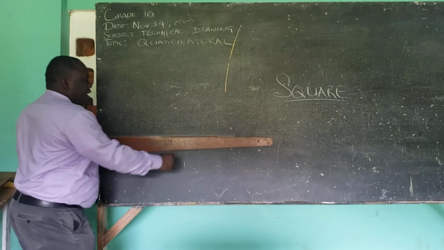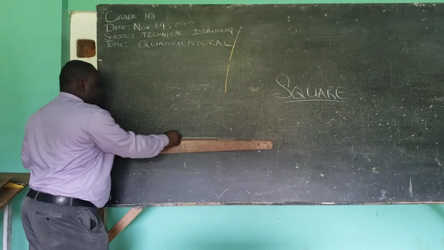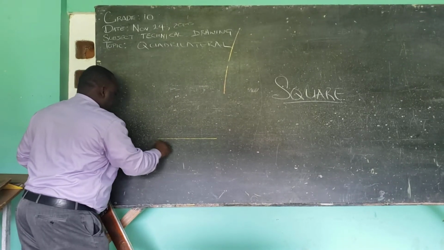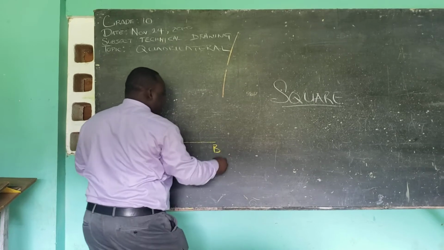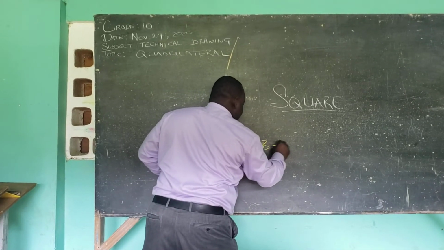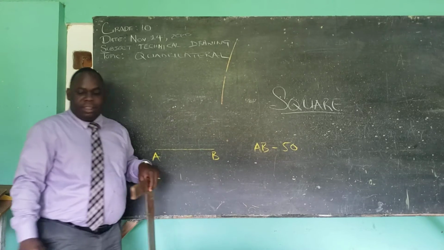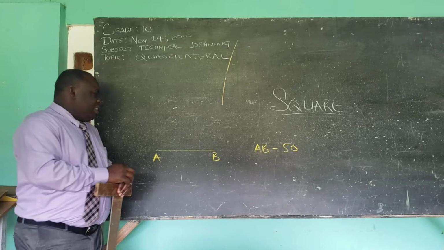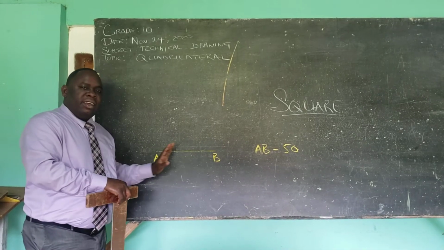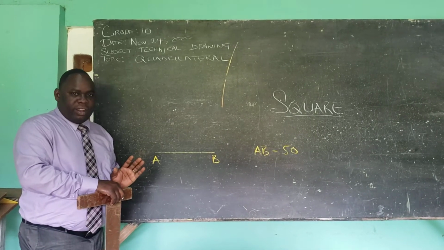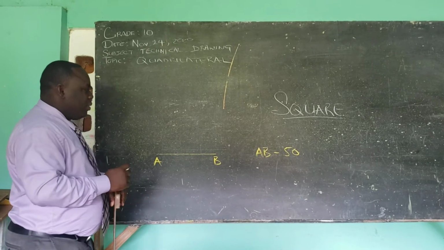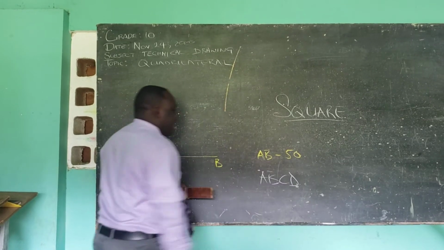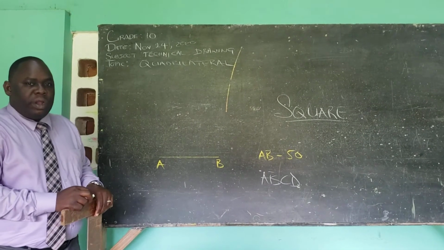Now let us say that you're going to be constructing a square. And when you're constructing a square, you are given the length of AB. Now let us say that AB is equal to 50 millimeters. Now one thing you know is that a square, all sides are equal. Now our square would have A, B, C, and D. Those are the points that our square will have.